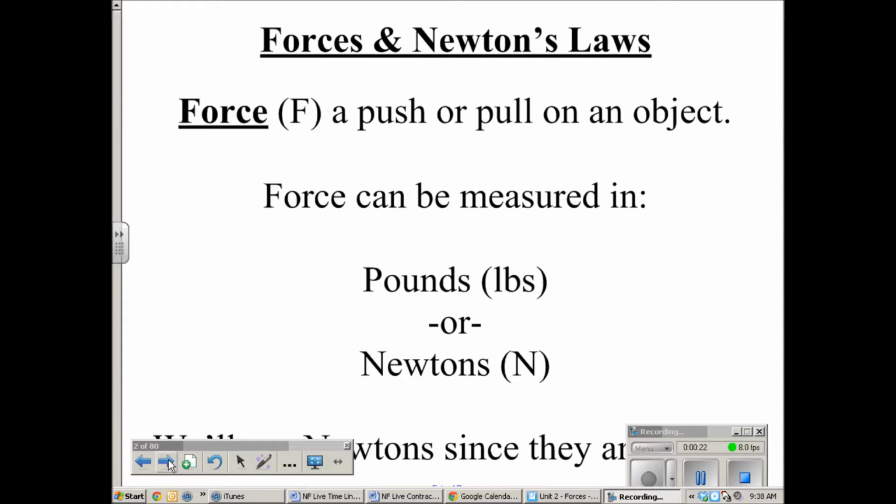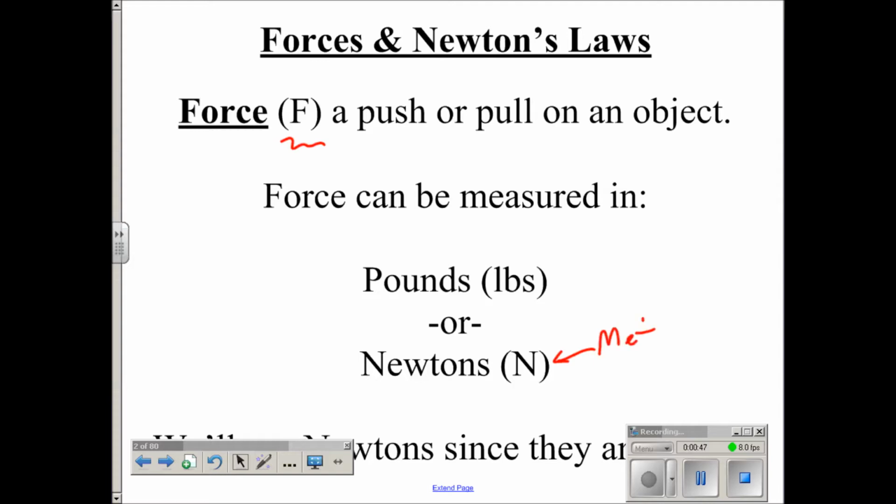So here we go. The symbol for force is a capital letter F. And as I think I've told you before, a force is just a measure of a push or a pull on an object. And because it is a measurement, we need units. We can measure force in either what are called pounds, I'm sure you've heard of pounds before, or newtons. Both of these things measure force. Newtons are our preferred one because they're metric. But I want to make sure you understand that these measure force.